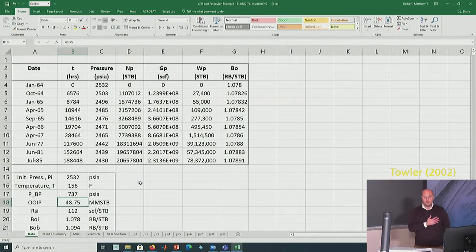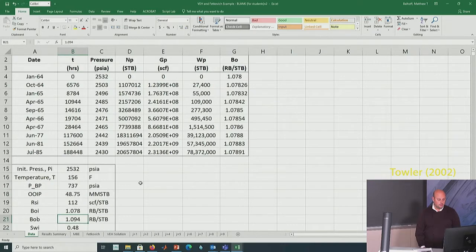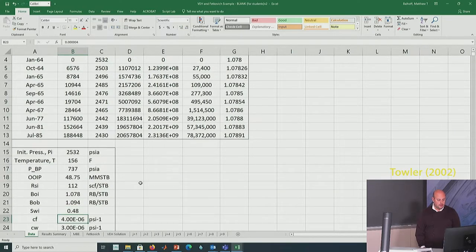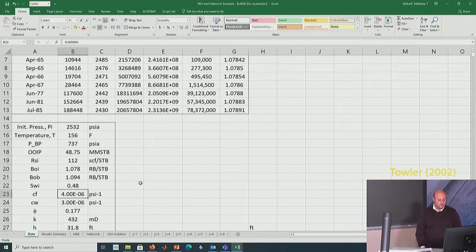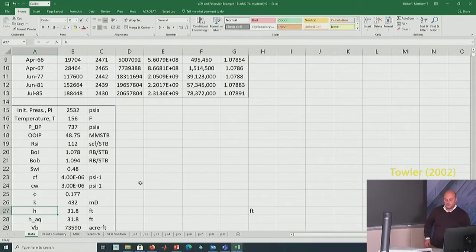That was probably measured by volumetrics using a contour map that a geologist provided. Initial solution gas ratio, formation volume factors, formation volume factor at the bubble point, initial water saturation. All this may or may not be needed. We'll see. Compressibilities of the formation water are given, as well as the porosity, permeability, and thickness of the reservoir. The thickness of the reservoir was given as 31.8. Again, that's probably measured by a geologist from a map that was provided.